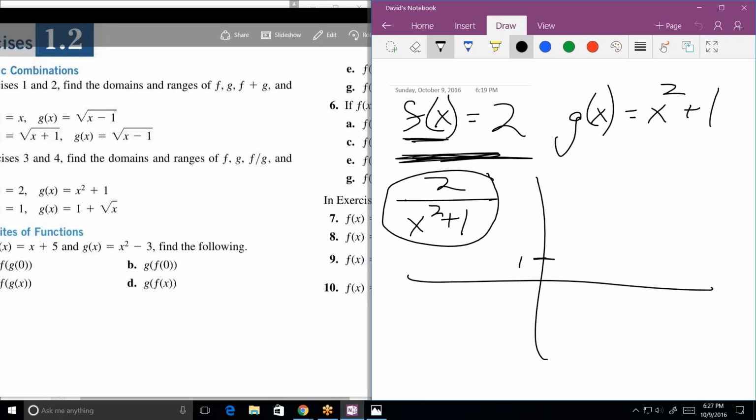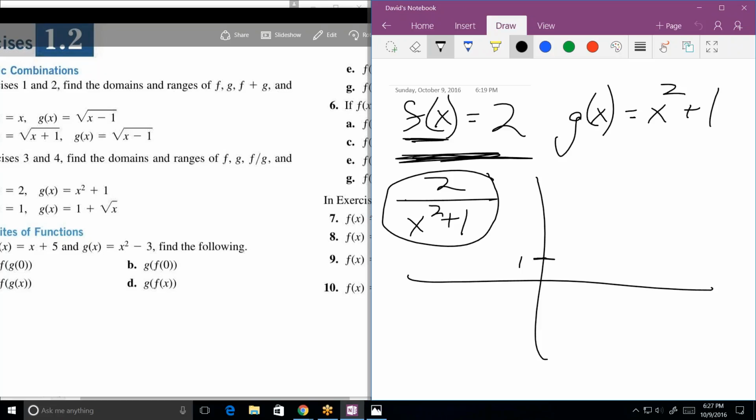Is there a value of x that makes that denominator 0? No, because if you square any negative number, it becomes positive. So that's always a positive number. So the lowest the denominator could ever be would be if x is 0, and then you would have 2 over 1.